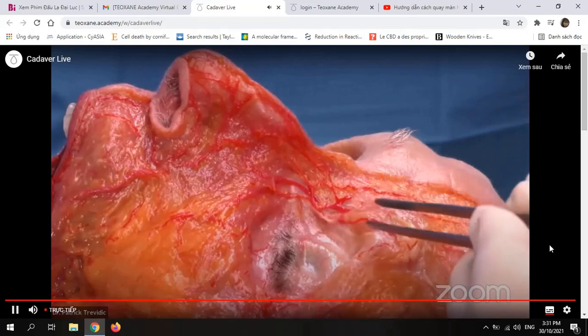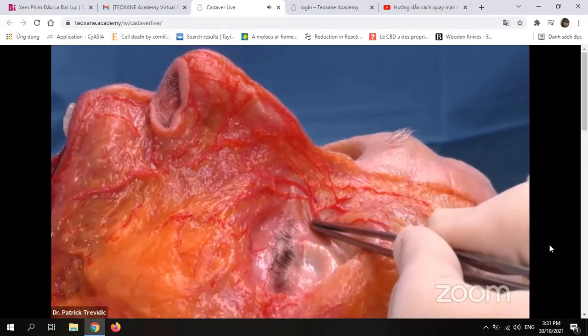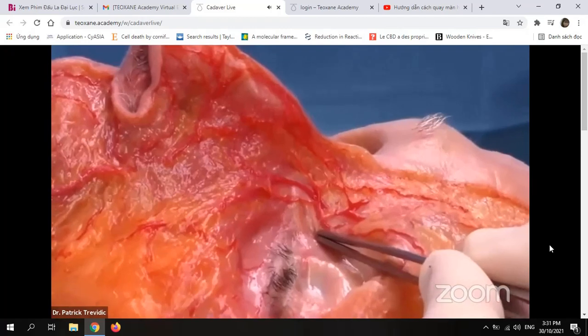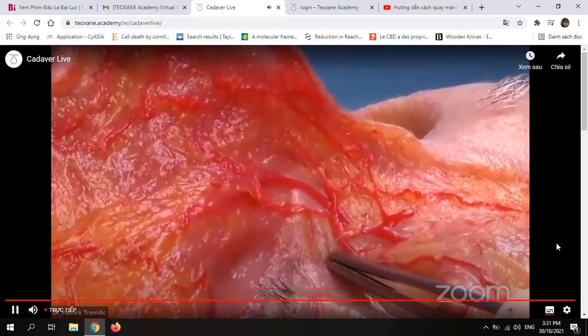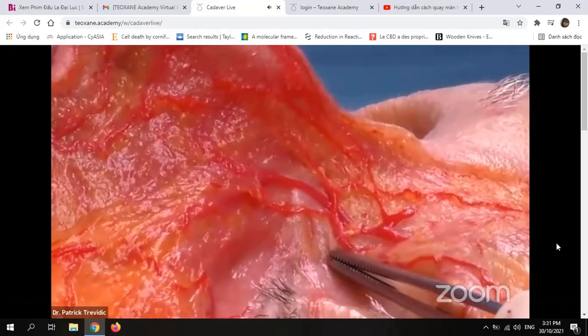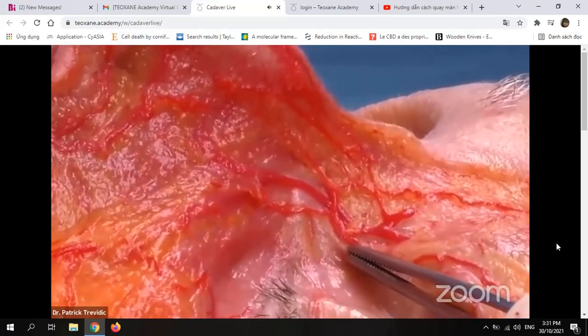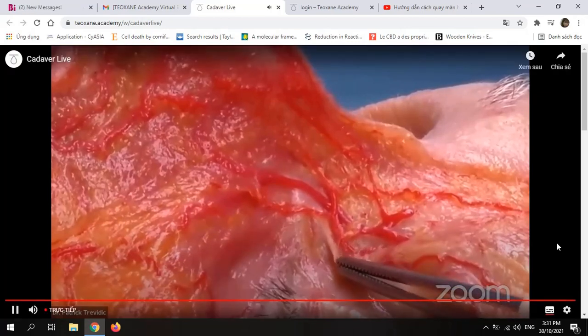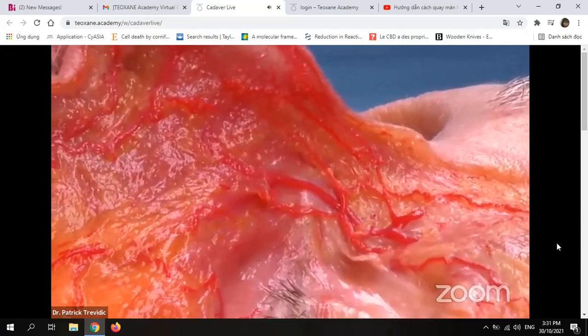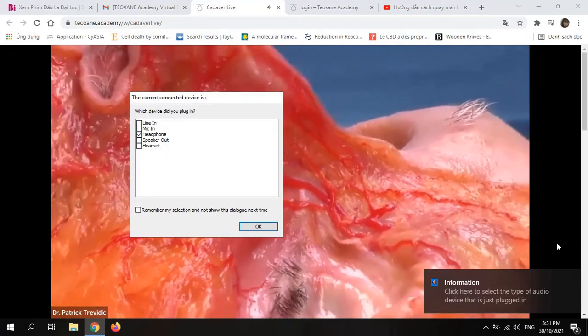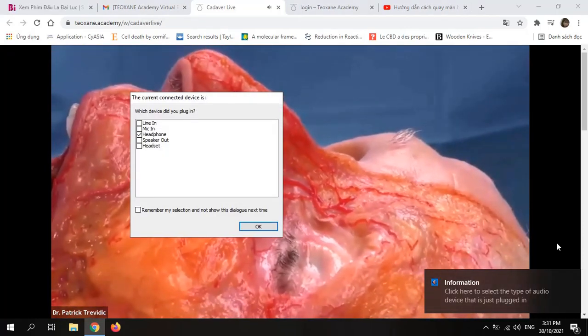You see the connection, if I pull a little bit, going deep in the orbit, and you can see the vessel. And this is why you have a blindness if you touch one of these arteries, and the HA will go backwards to this artery. So here you have a good view of the anatomy of the face.